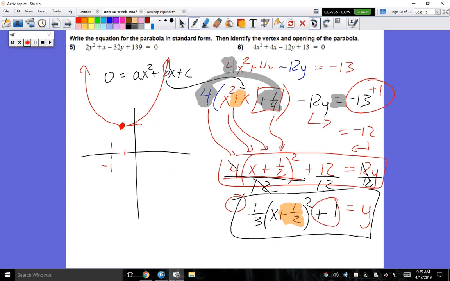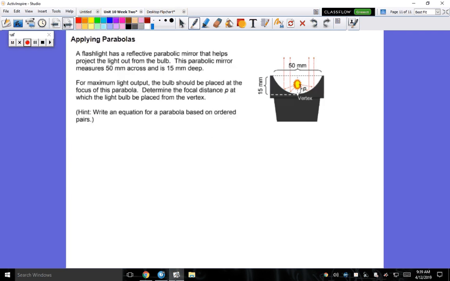And then that's just the standard form. From this form, you're able to draw it out from the vertex and see what it would look like generally as far as transformations are concerned. All right. Now let's do our last example, which is a real-world problem.